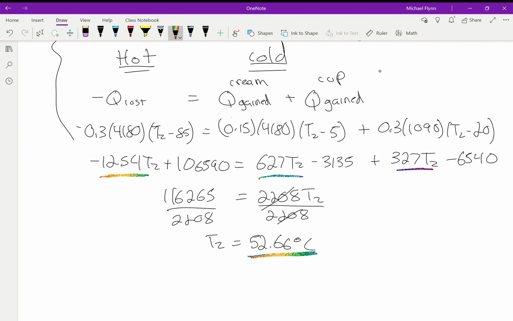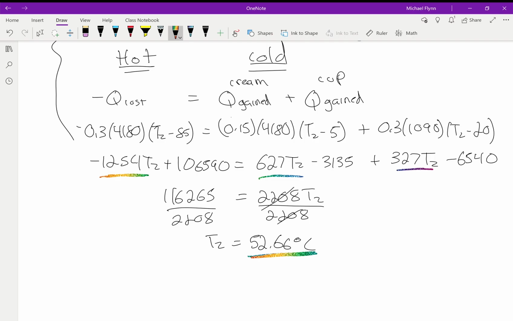How do I get some sense of whether that is correct or not? Well, notice the coffee started at 85. That's the hot object, so my final temperature has to be less than that, and it does meet that criteria. In other words, the hot coffee cooled off. Now the cup and the cream, on the other hand, must warm up, so my final temperature must be higher than 20, which is the temperature of the cup. And that happened also. My cold cup at 20 degrees Celsius warmed up to 52.66 degrees. And so that's a deal.